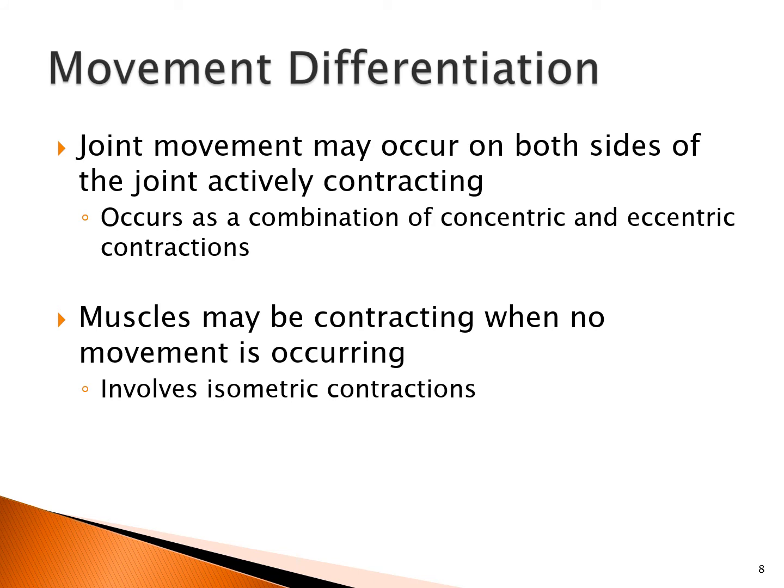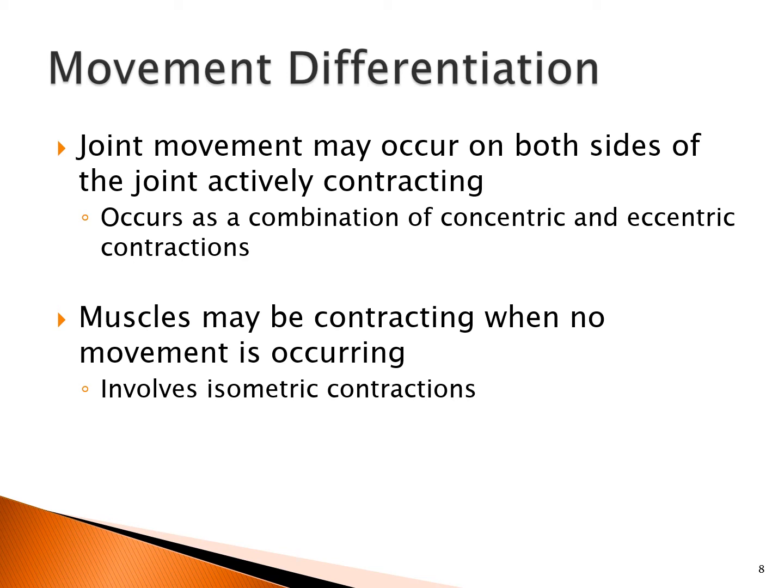In terms of movement differentiation, joint movement can occur with both sides of the joint actively contracting, and this occurs as a combination of concentric and eccentric contractions. We defined these two terms in our previous lecture: concentric is shortening and eccentric is lengthening. Muscles may also be contracting when no movement is occurring, and this would involve isometric contractions. An isometric contraction is when there is no movement at that particular joint. We're creating a level of force, but the joint movement is not actually changing.